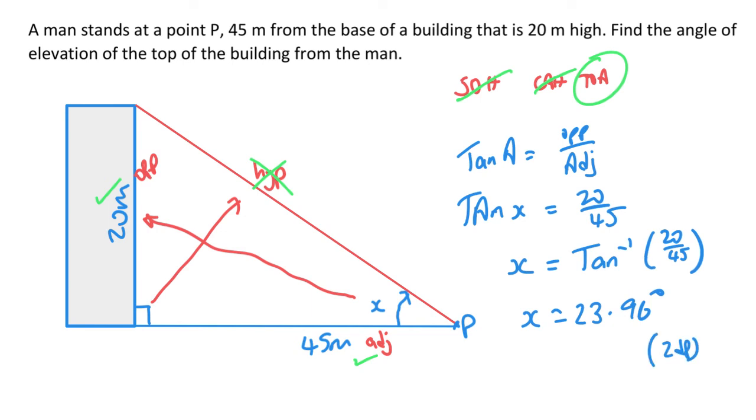Interestingly, or not so interestingly, if the person was at the top of the building looking down at the point P, because of alternate angles in a Z shape, the angle of depression would also equal the angle of elevation. So the angle of depression from the top of the building down to the point P would also be 23.96. At least it's interesting to me.